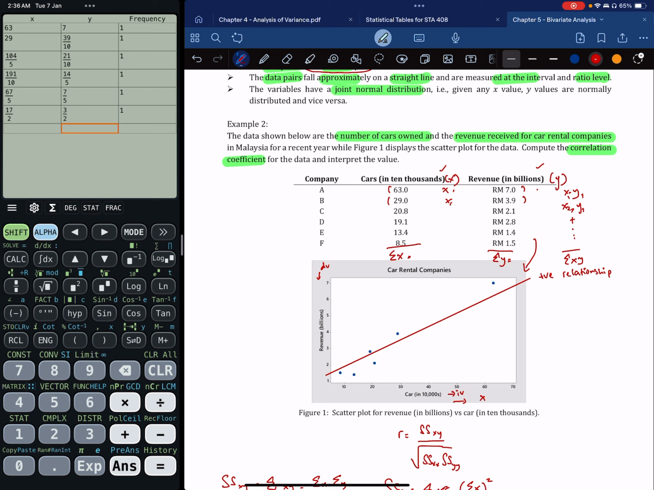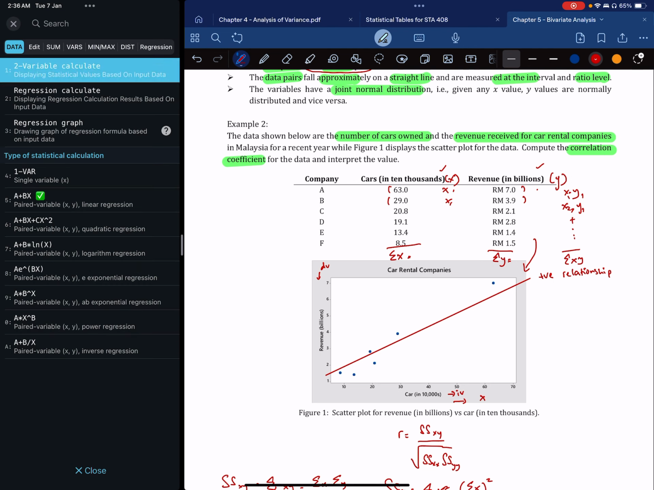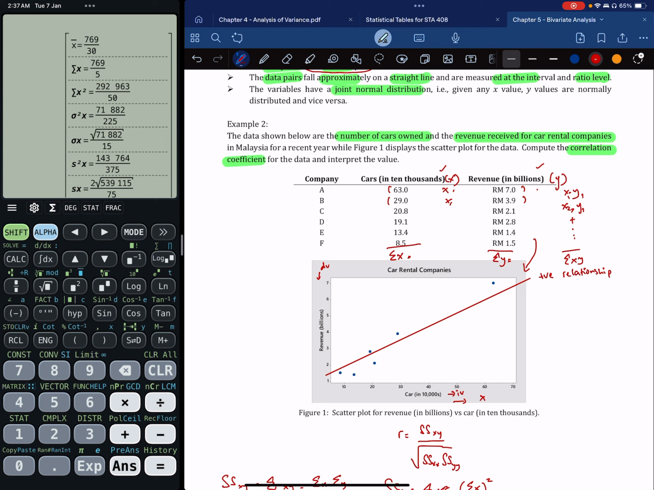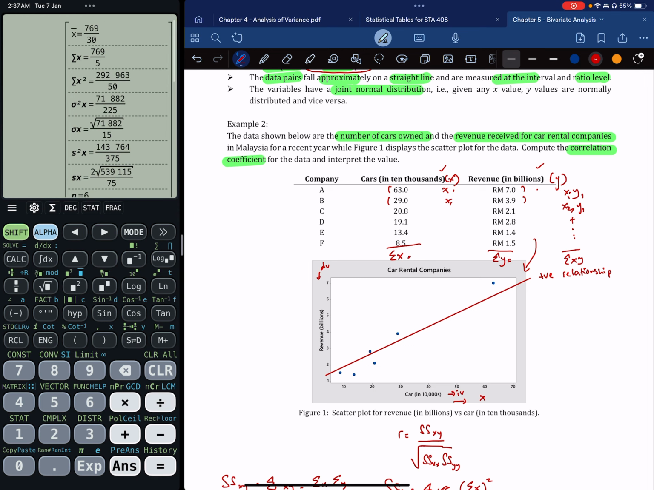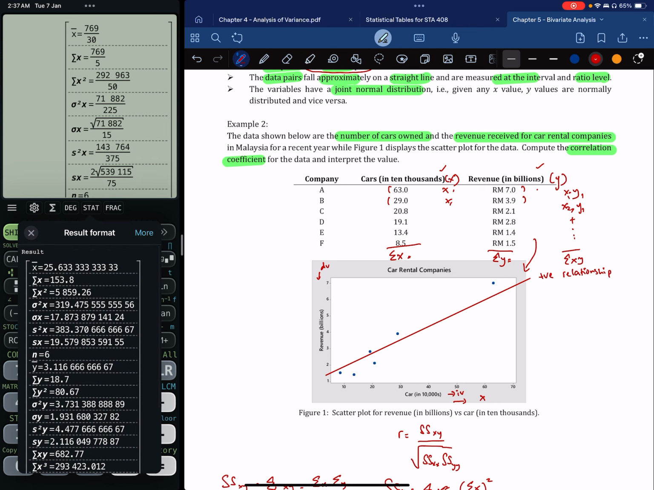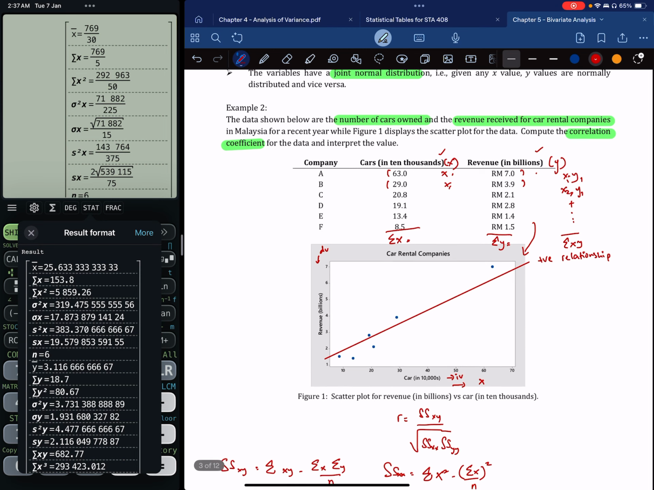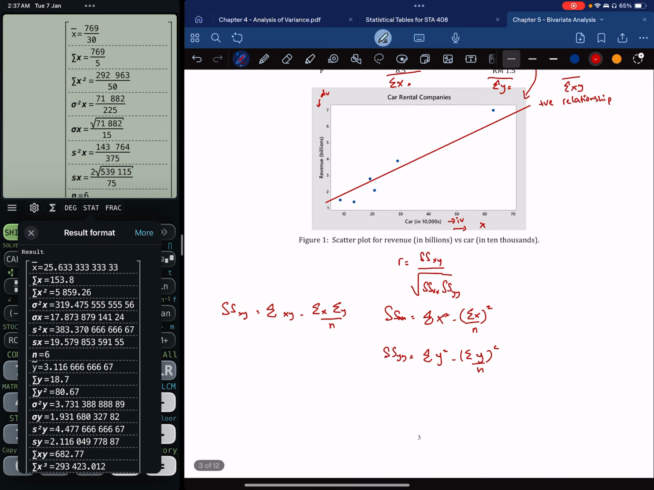Okay, so when you put the data like this, what you can do is Shift, Stack, and then Two Variable Calculate. This is basically our calculation for each: your summation of x, summation of y, and so on. So what you do is just copy the value.